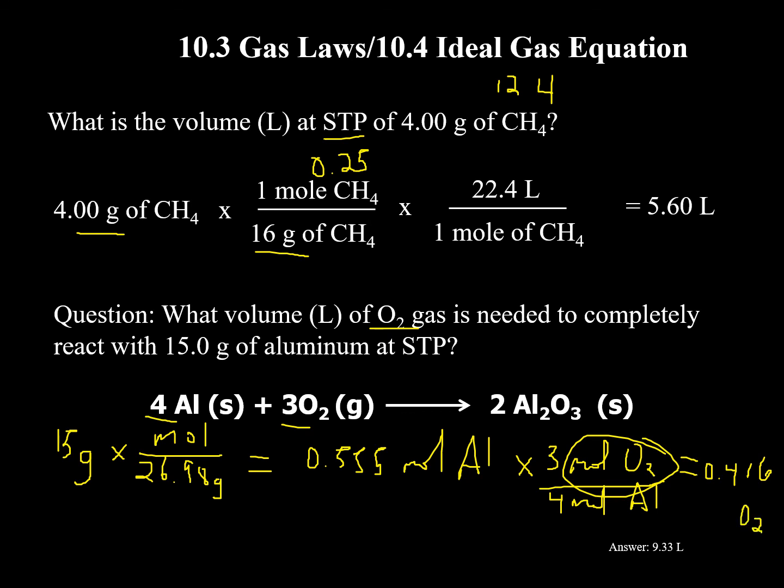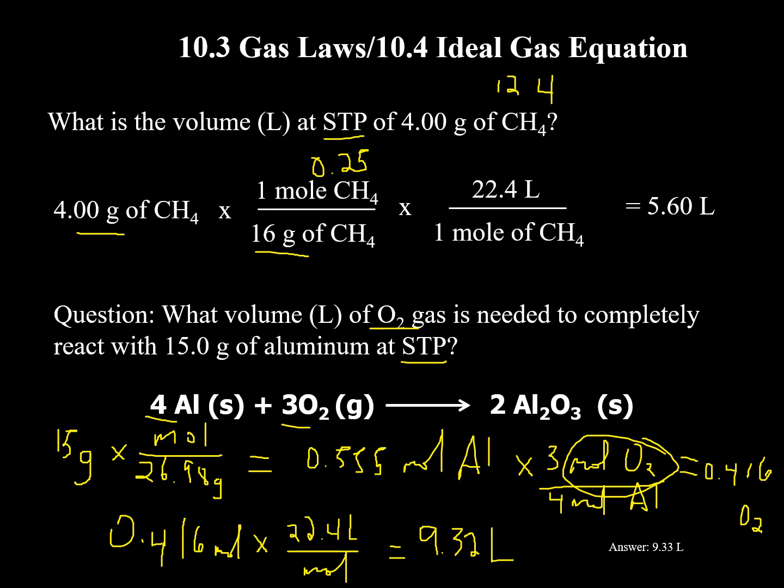So now we have the moles. Since we're at STP, we can do 0.416 moles times 22.4 liters over a mole of O2, and this will come out to 9.32, I believe, or 9.33 liters, which is what they're asking for in the question. So just showing here what will cancel out.